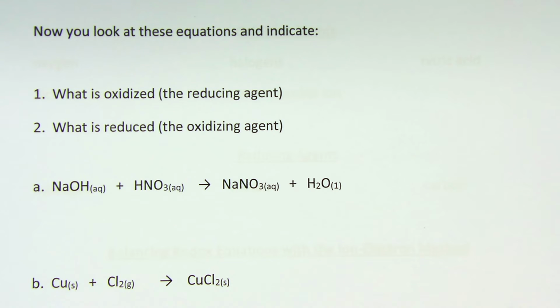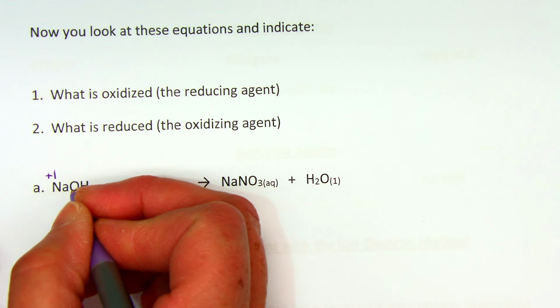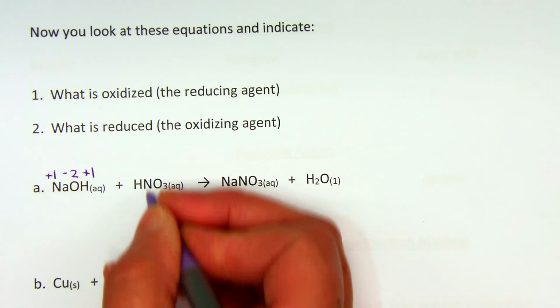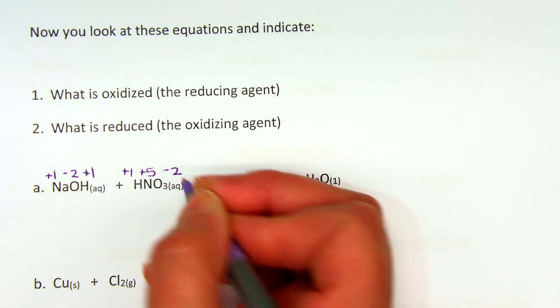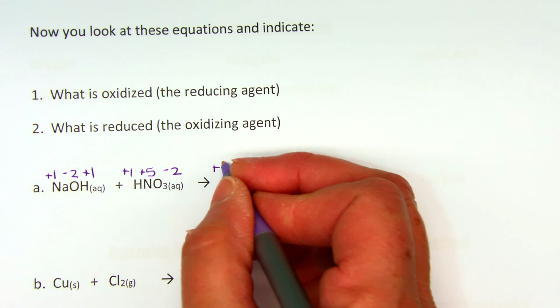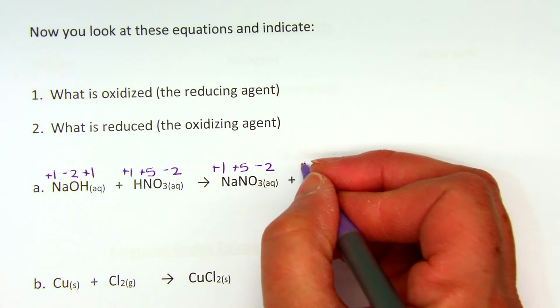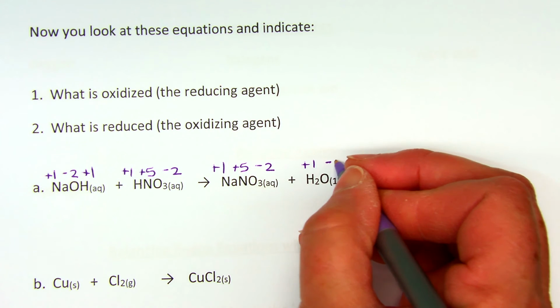Okay, let's look at these now. We asked you to go through and identify what is oxidized and what is reduced. Now, if you went through the first one and identified sodium is a +1 oxidation number, oxygen's -2, hydrogen's +1. Hydrogen +1, nitrogen +5, oxygen -2. Sodium +1, nitrogen +5, oxygen -2, and hydrogen +1 in water, and oxygen -2.